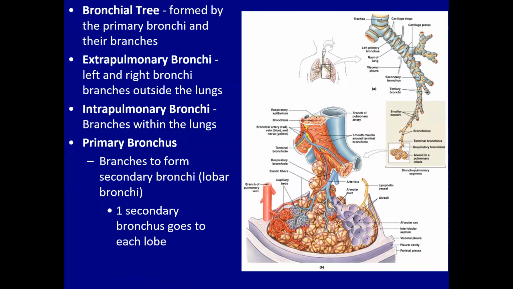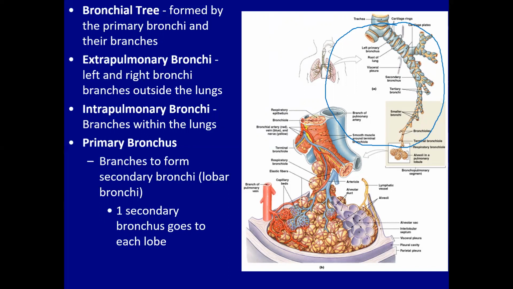All right. Once we divide the primary bronchi, we have a bronchial tree, and that's formed by the primary bronchi and all their branches. If you could see everything that is down here, that would be the bronchial tree. We have those bronchi that are outside of the lungs, the right and left bronchi, and then we have the branches that are inside of the lung.